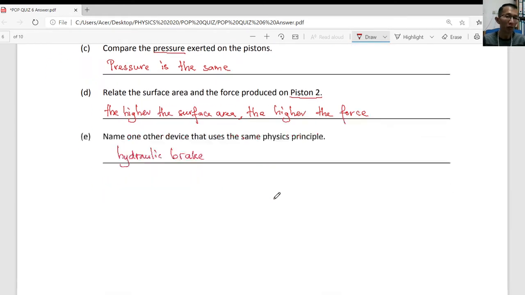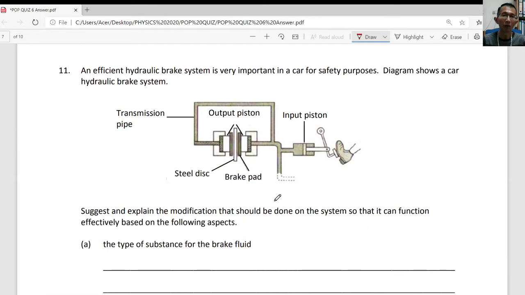Now, let's move to question 11. An efficient hydraulic brake system is very important in a car for safety purposes. The diagram shows a car hydraulic brake system. So I have a man's foot here pressing on the pedal. What happens? It will push the piston inward towards the piping, and it will push the brake fluid to move about. Actually, what's moving is the pressure.